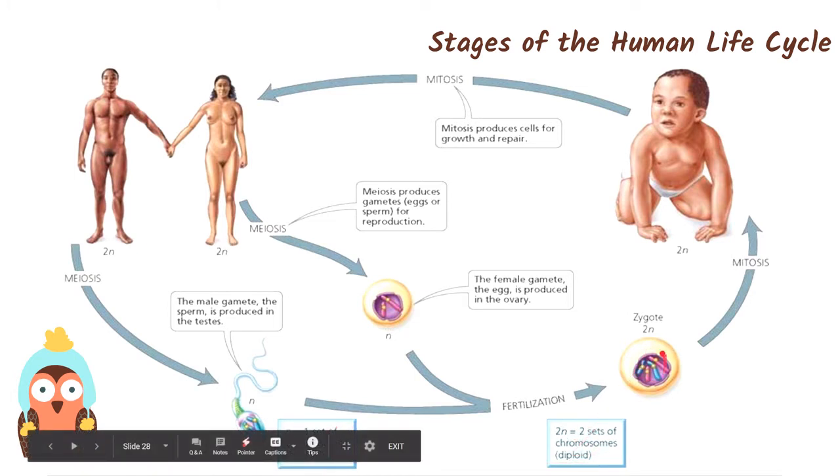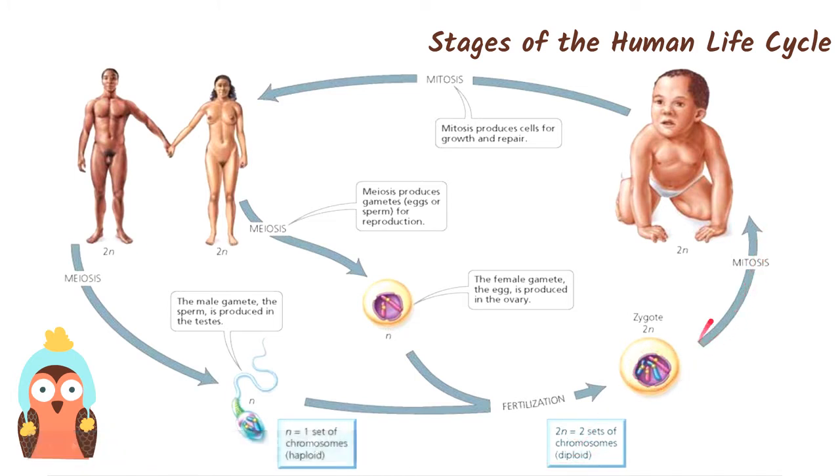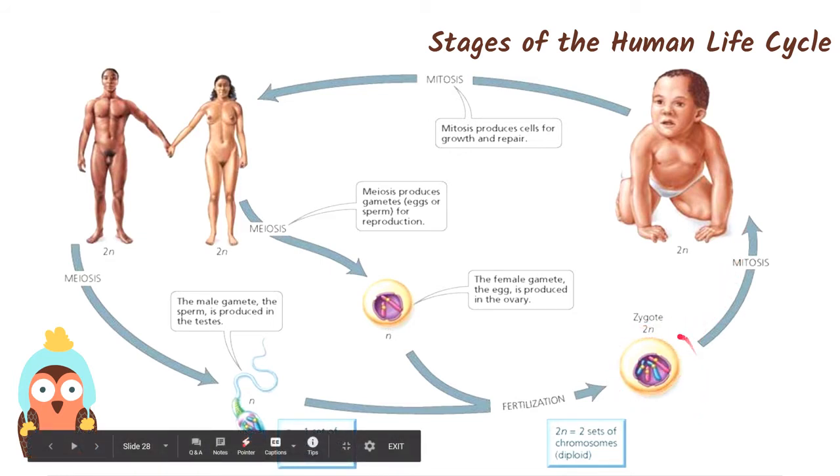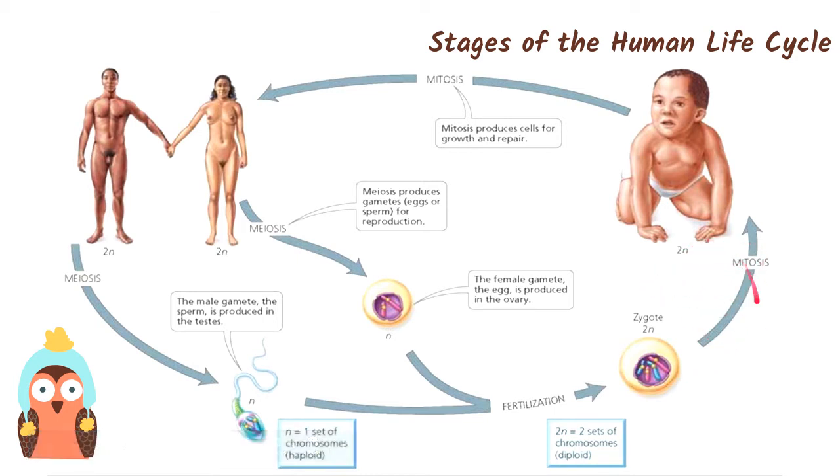That zygote will undergo rapid mitosis, many successive mitotic divisions inside the mother's womb until it becomes an embryo, and then the embryo becomes a fetus. Then when the baby is born, it grows, and throughout its life, it will continue to undergo mitosis. Mitosis produces cells for growth and repair of that growing individual until he reaches puberty.